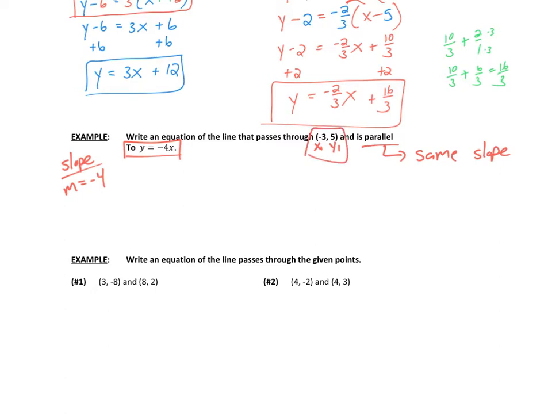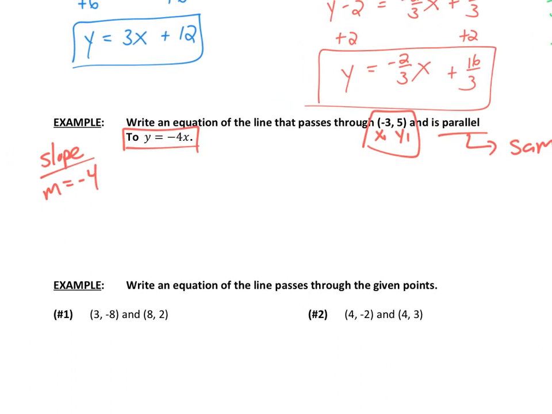So we're going to use point slope form again, because they give us a point and they give us a slope. All right, so our slope is negative 4, and we have x1, y1. So y minus y1 equals m times x minus x1. And this equation is one that you should get used to using, because it is much easier than trying to plug into our y equals mx plus b. So we would get y minus 5 equals negative 4 times x minus negative 3.